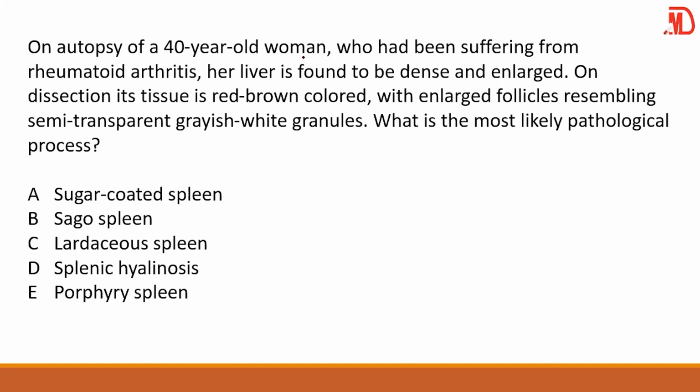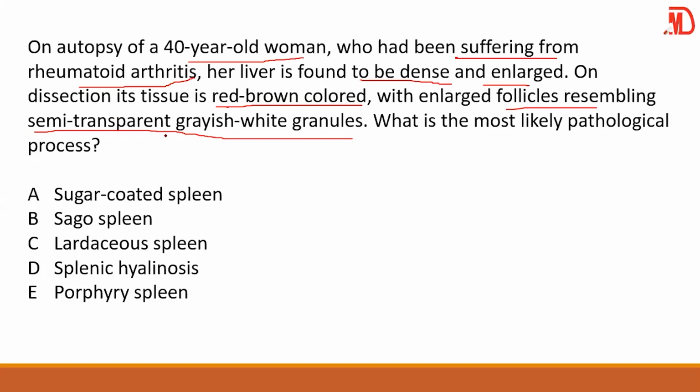Now, autopsy of a 40-year-old woman who had been suffering from rheumatoid arthritis. Her liver is found to be dense and enlarged. Now, on dissection, its tissue is red-brown colored and enlarged follicles resembling, guys, this is your clue, resembling semi-transparent grayish-white granules.